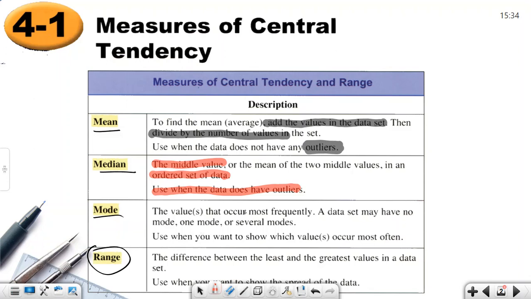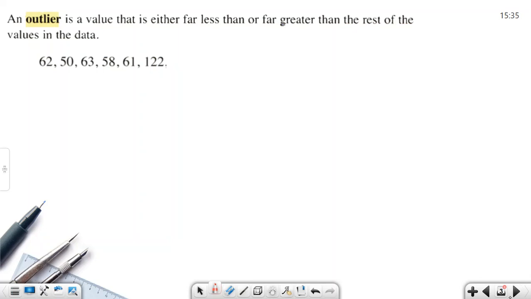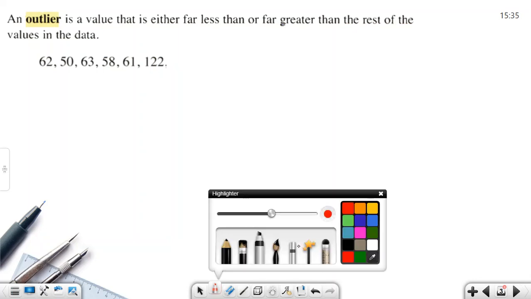Mode is the most repeated number, the one that occurs most frequently, the most repeated value. If there are lots of values the same, maybe more than half, we use the mode to show the central tendency. Range is the difference between the least and greatest value. It shows the length of the data, how far apart the values are separated. So we use range to show how the values are separated.